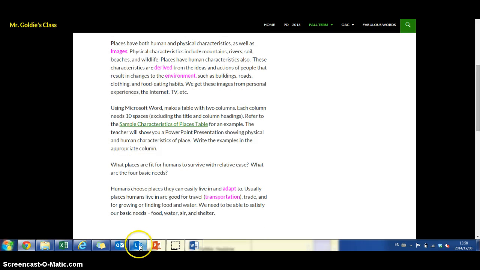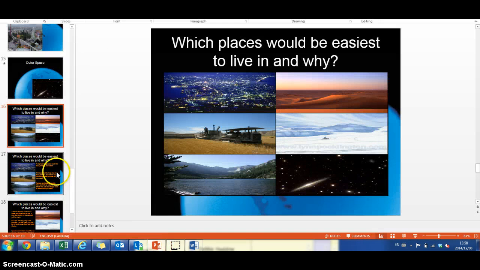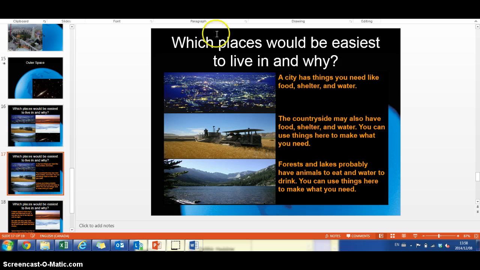So, let's go back to the PowerPoint then. Which places would be easiest to live and why? Well, a city has things you need like food, shelter, and water. The countryside may also have food, shelter, and water. You can use the things here to make what you need. It's a little bit more difficult than a city because you have to make it. In the city, you can just go to a supermarket, right?